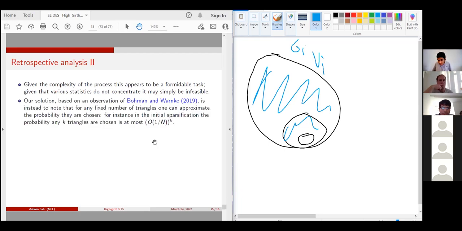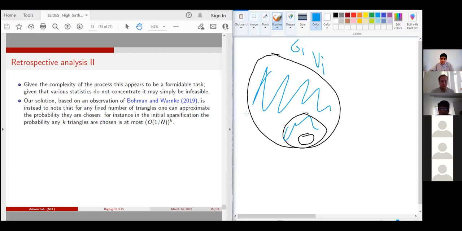And so Bowman and Morka have some similar ideas in their analysis of this High-Girth process, because they also have to deal with some complex configurations, albeit only in one stage, and they have some nice ideas, and we build on these. Basically what they note is, let's just look at the first step where we genuinely just run this High-Girth removal process, this initial sparsification on K_n. Then the probability that any given triangle is in this thing is around 1/n, just because there are going to be around n squared triangles and n cubed total possibilities.